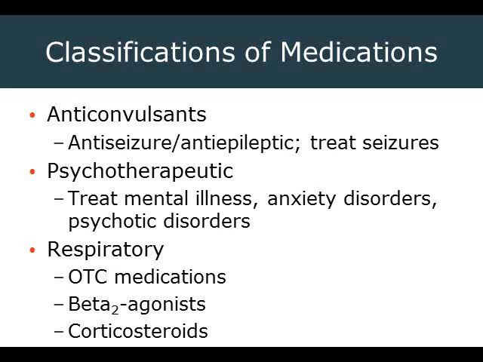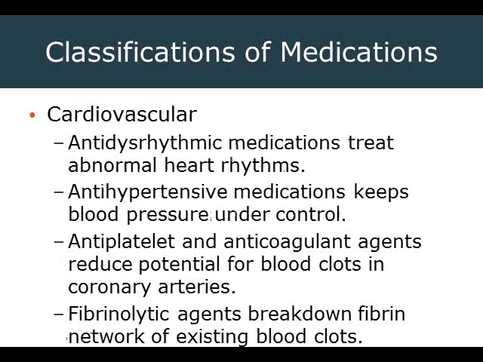Steroids. There are plenty of people that have respiratory problems that are on steroids, such as Solumedrol, that help them reduce their inflammation. Tons and tons of cardiovascular agents on the market. We have antidysrhythmic agents, which help treat abnormal heart rhythms, antihypertensive meds that keep blood pressure down, antiplatelet and anticoagulant agents that help prevent blood clots, fibrinolytic agents which break down the fibrin network of existing blood clots.